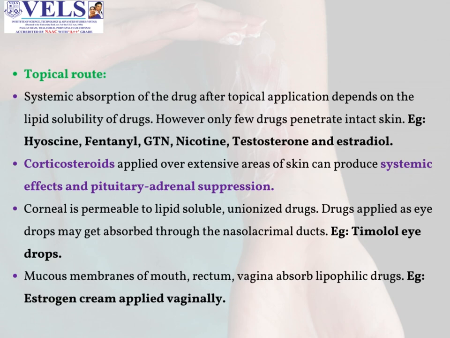The cornea is usually permeable to lipid-soluble and ionized drugs. Drugs applied as eye drops may get readily absorbed through the nasolacrimal duct. An example of this category is timolol eye drops. The mucous membranes of the mouth, rectum and vagina absorb lipophilic drugs readily. For example, estrogen cream is usually applied through the vaginal route.